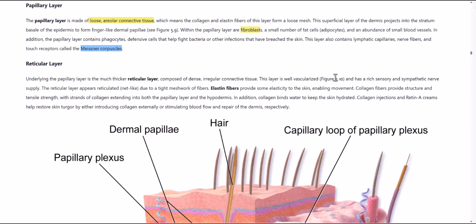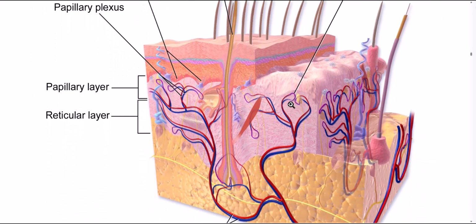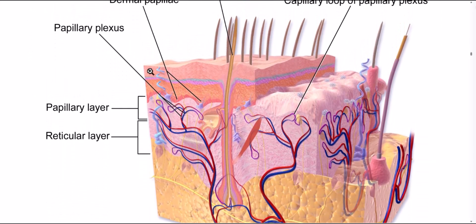In the dermis, you can get collagen injections or Retin-A creams, and what those do is they help to repair the dermis sometimes. So taking a look at the layers again here, this image shows us the two distinct layers of the dermis. So that's the one major addition to this particular image. We see the papillary layer and the reticular layer.